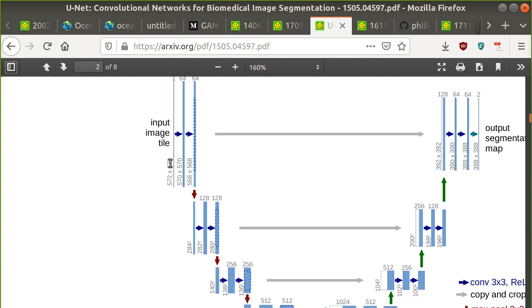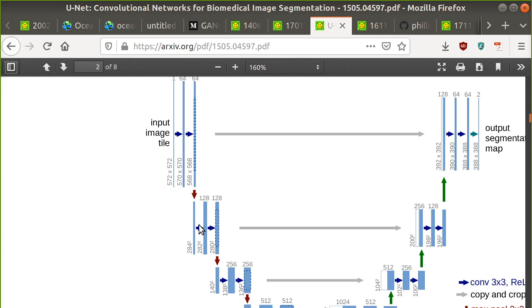Say here it's 572 by 572 with 1 channel, a grayscale image. Then we do some operations, some convolutional filters, and we go up to 64 channels while reducing the size of the image due to these edge effects of the convolution. So we lose 1 pixel on each side. Then we drop the resolution by a factor of 2 and increase the number of channels from 64 to 128.